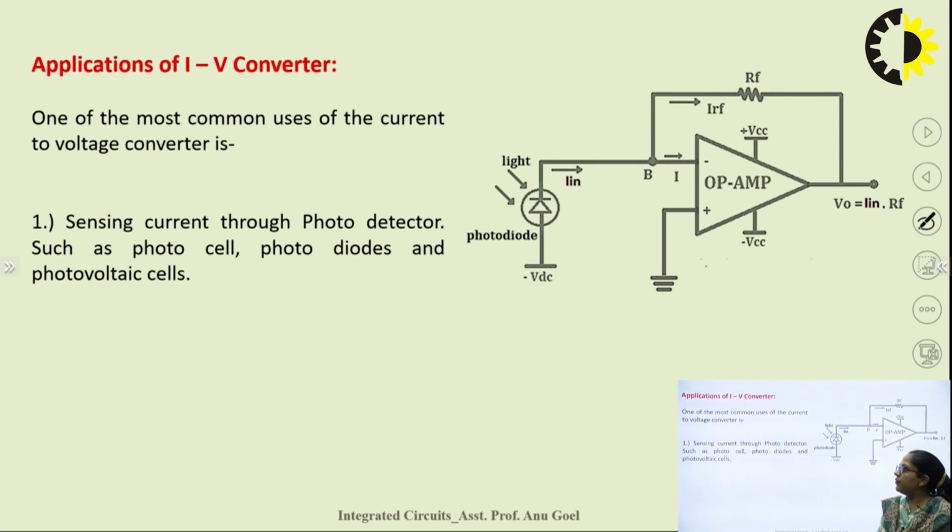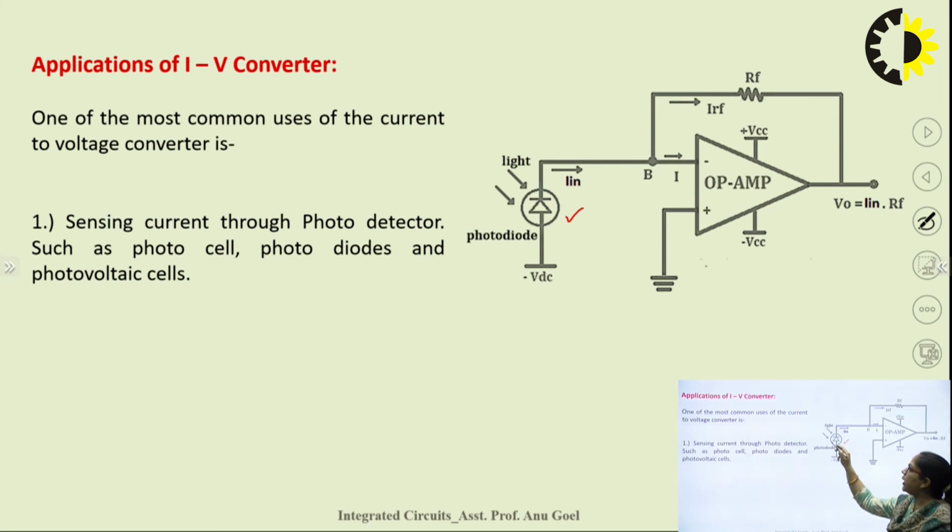So let us check where we can use this I to V converter. The main application of this I to V converter is to sense the current from photodiodes, photodetectors or photovoltaic cells, and to convert that current into its equivalent amount of voltage. How can we utilize this I to V converter for sensing current through photodiodes or photocells? Here in this circuit diagram, we have utilized our I to V converter for sensing current from the photodiodes. Here one photodiode is connected at the input side.